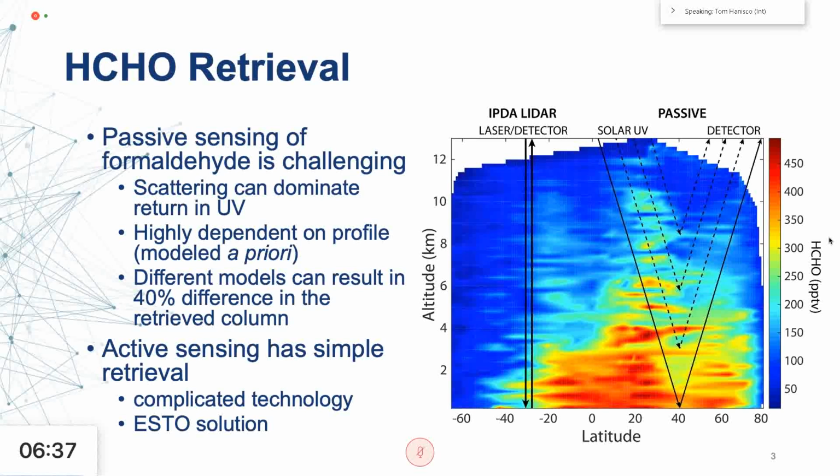Active sensing, on the other hand, and I show that on the left, oversimplified, is basically a laser shone to the ground, reflected, and you do a Beer's law analysis. The problem with that is it's complicated technology, but ESTO, I'm hoping, will provide a solution. Next slide.